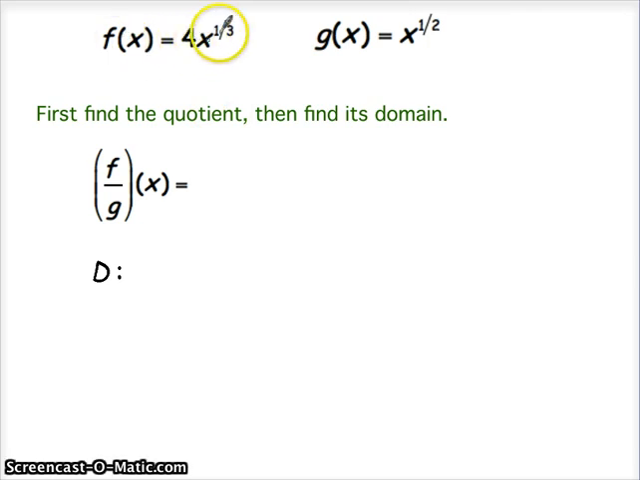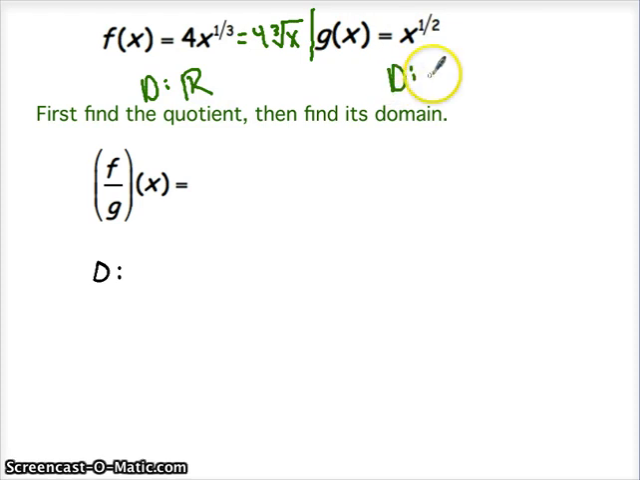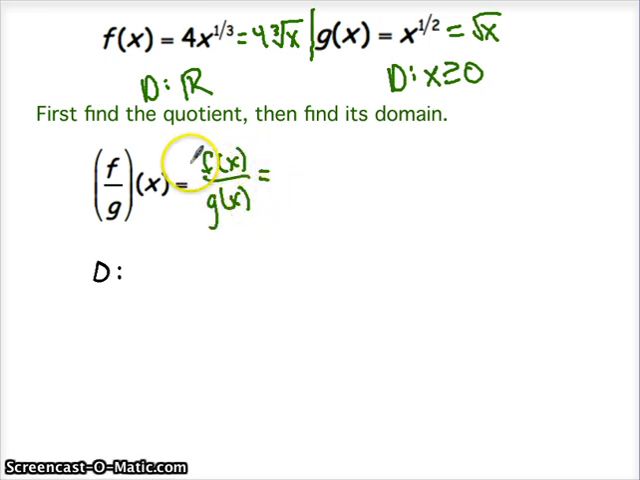Again, f of x is 4x to the 1/3. That's 4 times the third root of x, which means that the domain would have been all real numbers. G, however, is limited so that x needs to be greater than or equal to 0. Again, remember that's the square root of x, x to the 1/2. So now when I go to find the quotient, or f divided by g of x, also written f of x divided by g of x, remember they're not multiplied, it's just saying they're both functions of x. I'm going to take 4x to the 1/3 and divide by x to the 1/2.